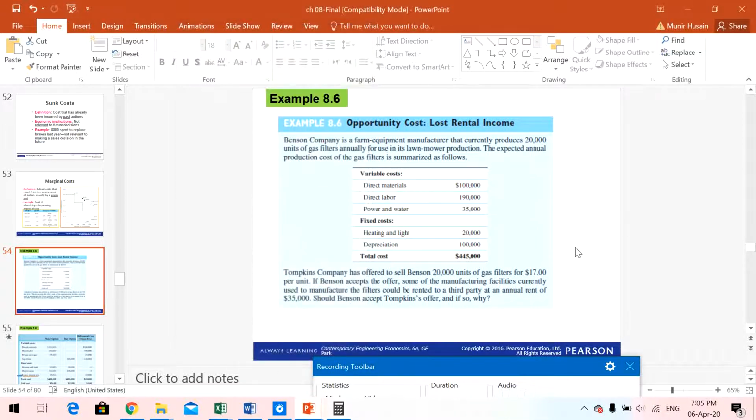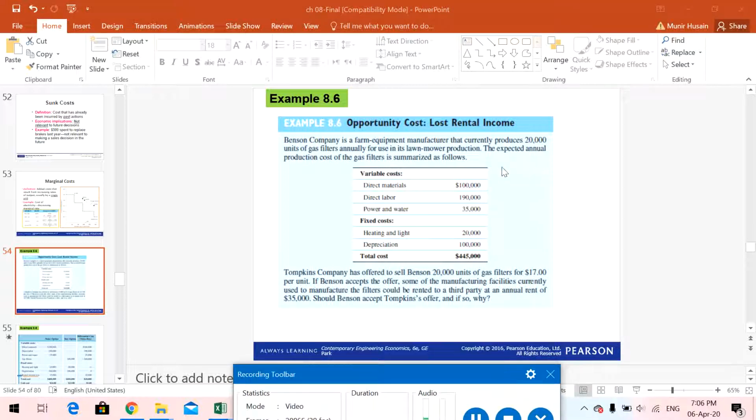Now this was the reason that we studied those costs, those marginal costs or opportunity costs as well. See what their impact is in decision making. That's what we have to see now. If we simply say 22.25 and compare with this, no, but we have some additional information. What is the additional information here? If Benson accepts this offer, they can stop production of these gas filters and give that place to someone for a rent of 35,000, right? Now if we make it by ourselves, we will not get this rent, remember.